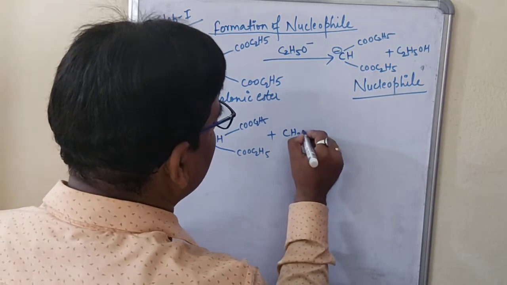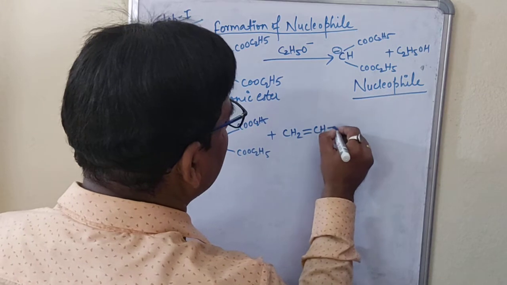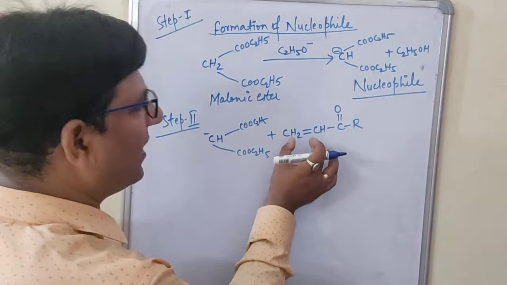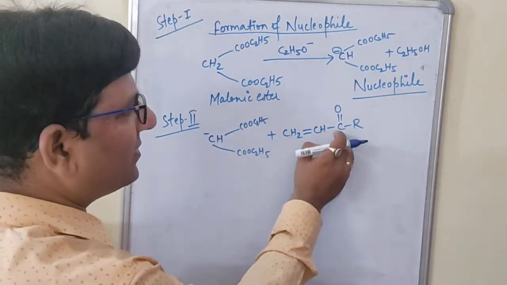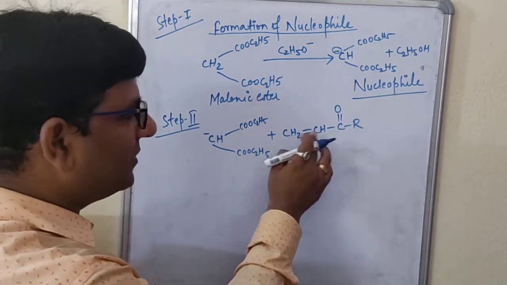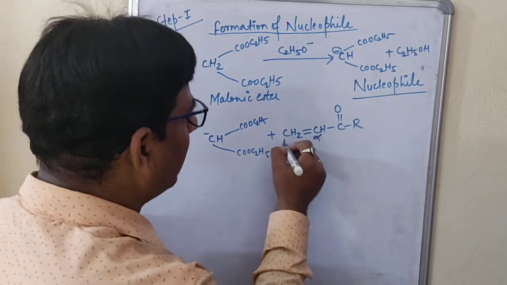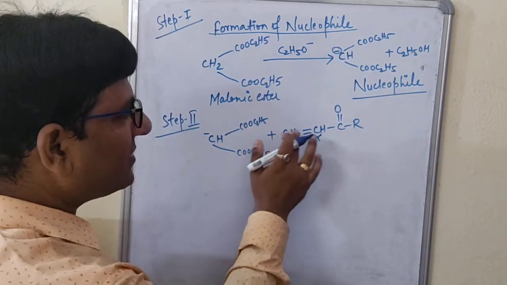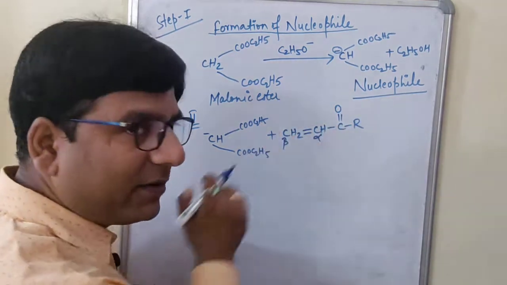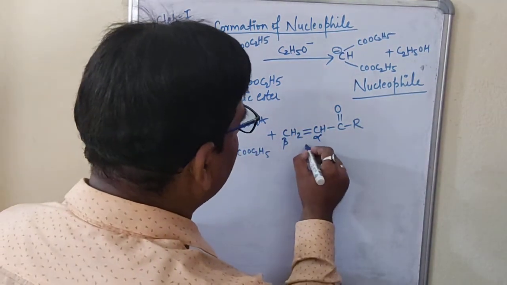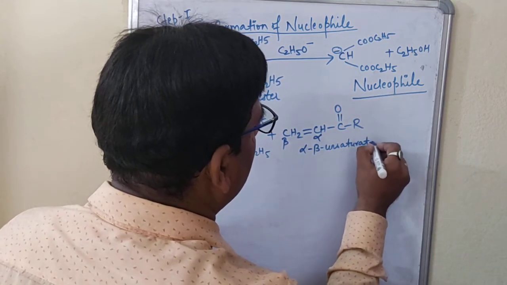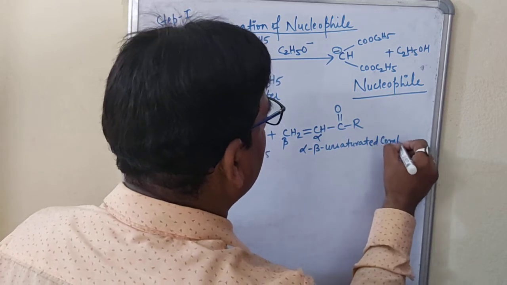I am taking here CH2 double bond CH, CR. This is where there is unsaturation. Now this is the carbonyl functional group, C double bond O. This is the alpha carbon, this is the beta carbon. So there is an unsaturation between the alpha and the beta carbon, and there is a carbonyl functional group also. That is why we are writing alpha beta unsaturated compound.